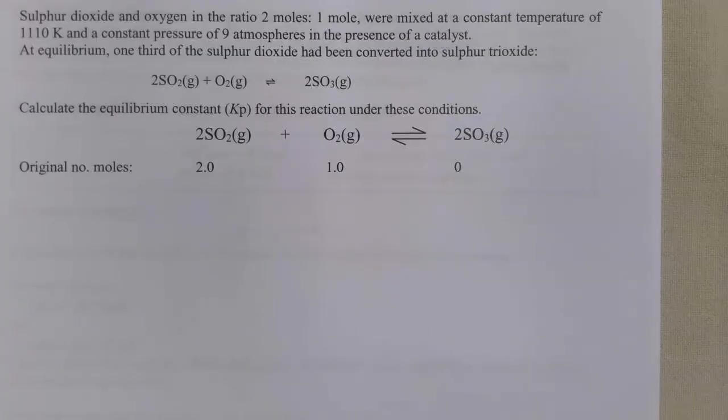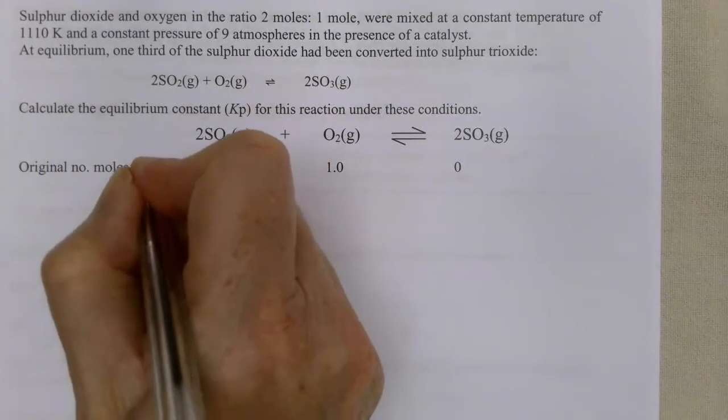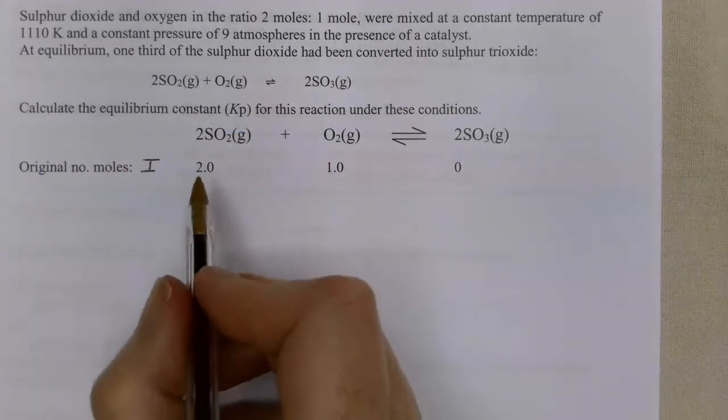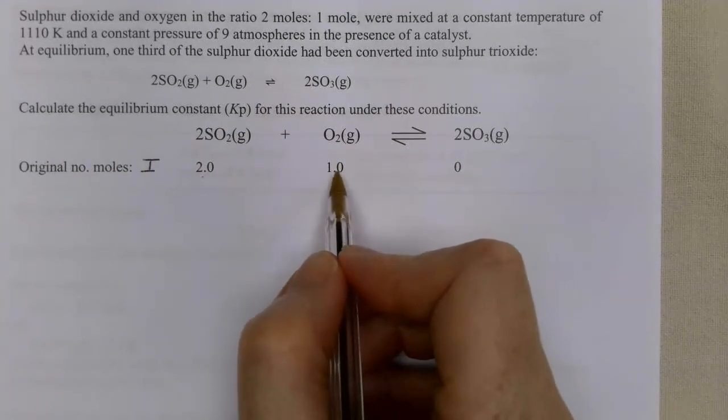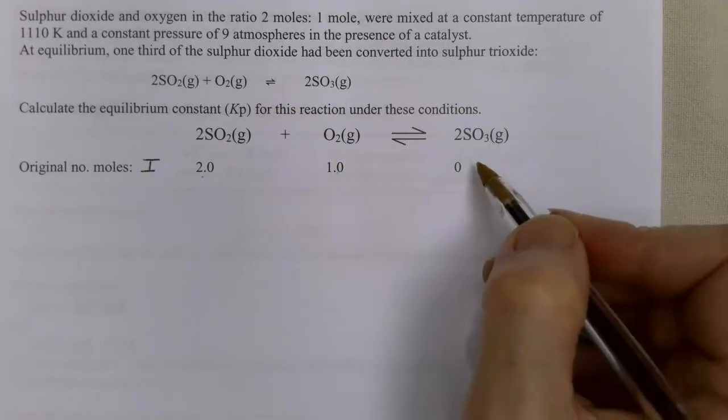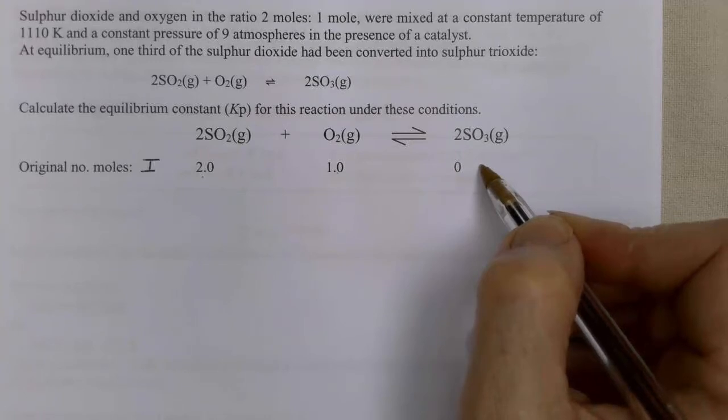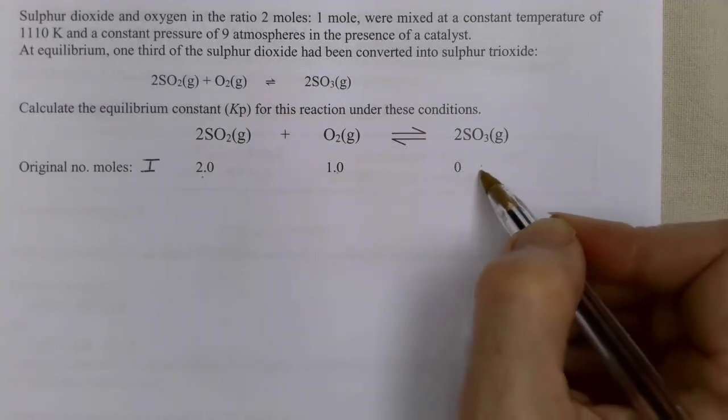So we're moving on to example number 3 on page 6, and this is getting a little bit more complex. We would now need to construct an ICE table. So we have my initial number of moles. I'm told I've got 2 moles of sulfur dioxide and I'm mixing them with 1 mole of oxygen. Again, initially, because the sulfur trioxide is a product, you can assume, unless you are told otherwise, that we have 0 amount of it initially.